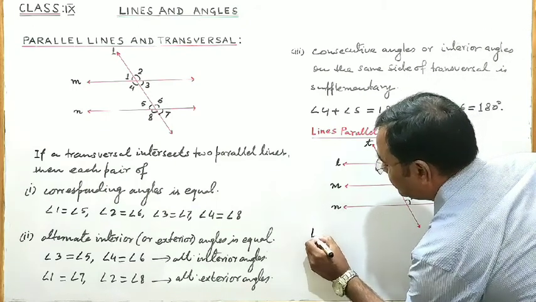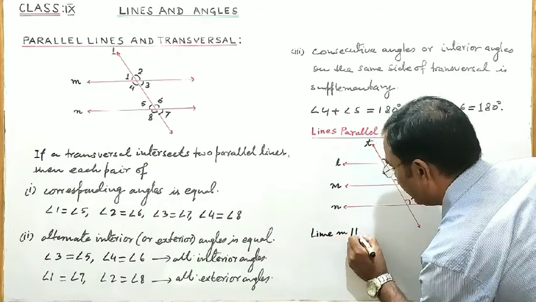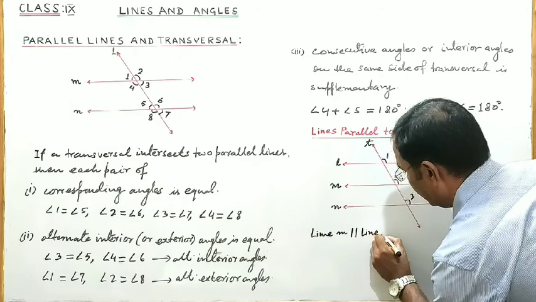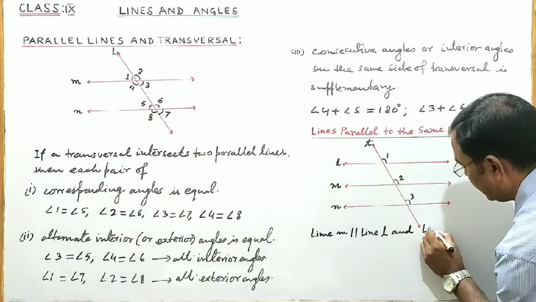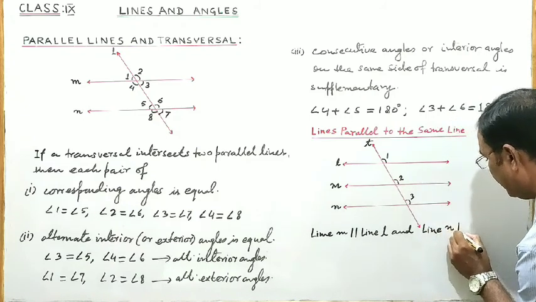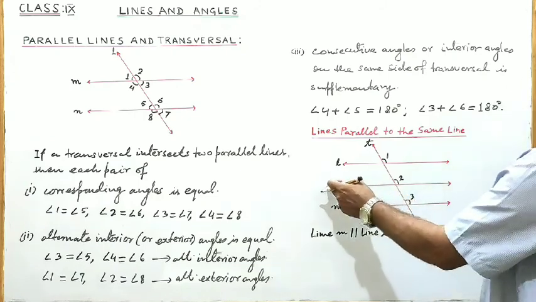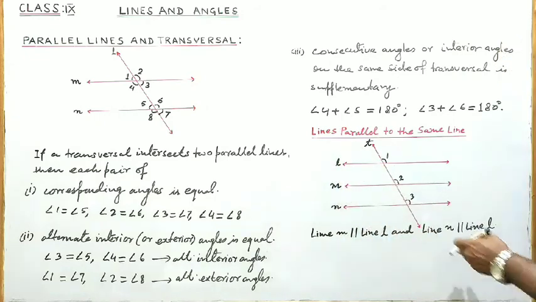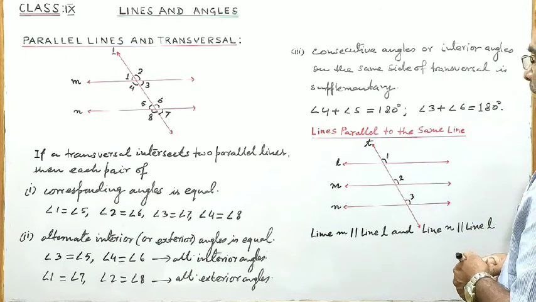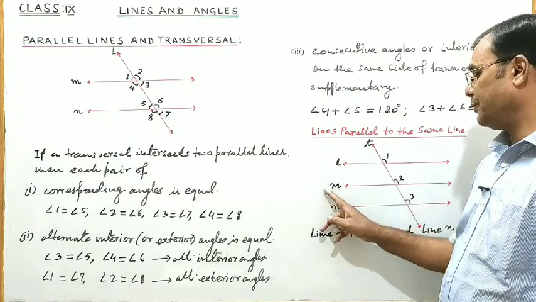Line M is parallel to line L and line N is parallel to line L. M and N, both the lines are parallel to the same line L. Line T is a transversal, so we are going to see in what way lines M and N are parallel to each other.